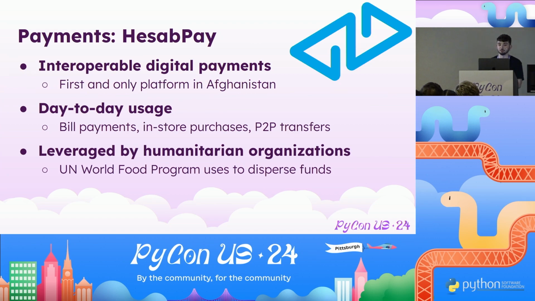Just very simple payments platform. So this is a solution called Hisab Pay, and this is an interoperable digital payments platform. And particularly, it's a platform that's used in Afghanistan. And you could basically think of this like a Venmo or a Cash App or an Apple Pay, and it's used kind of just day to day, right? The citizens use it for bill payments, in-store purchases, peer-to-peer transfers, just regular day-to-day stuff. But in the back, Hisab Pay is using Algorand to power those transfers that are happening.